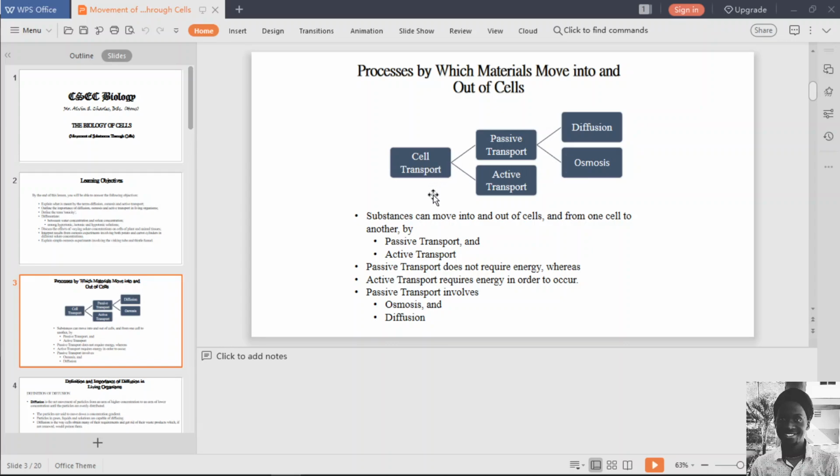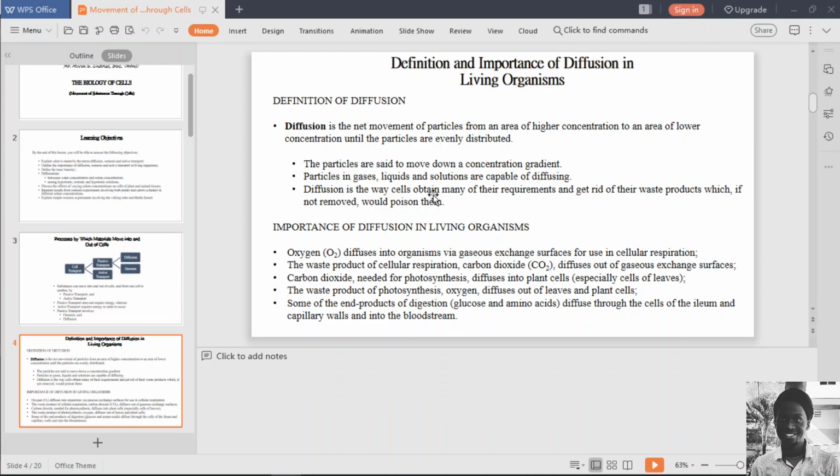Diffusion is the net movement of particles from an area of higher concentration to an area of lower concentration until the particles are evenly distributed. These particles can be in gases, liquids, and solutions; all three are capable of diffusing. The particles are said to move down a concentration gradient. Diffusion is a way that cells obtain many of their requirements and get rid of the waste products of cellular metabolism, which if not removed would poison them.